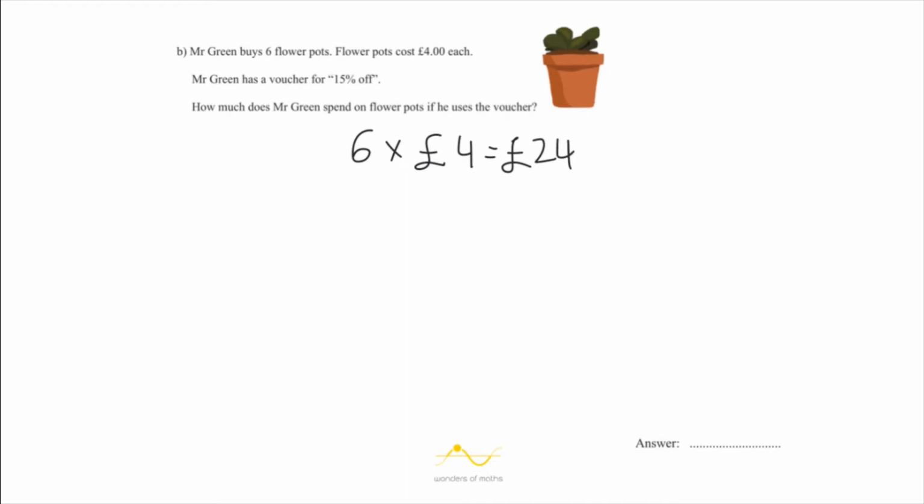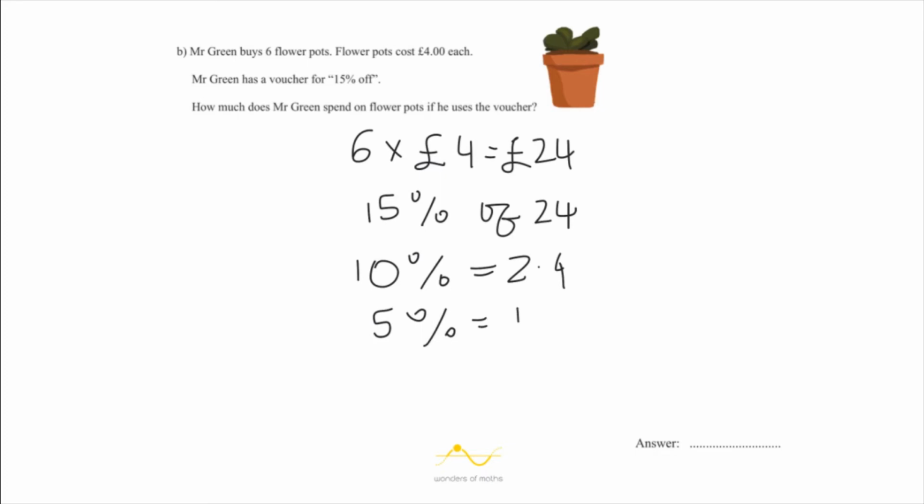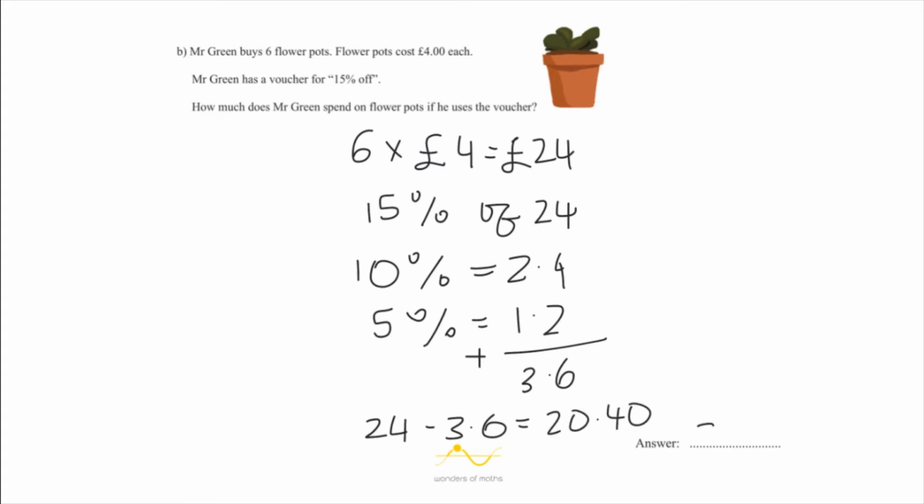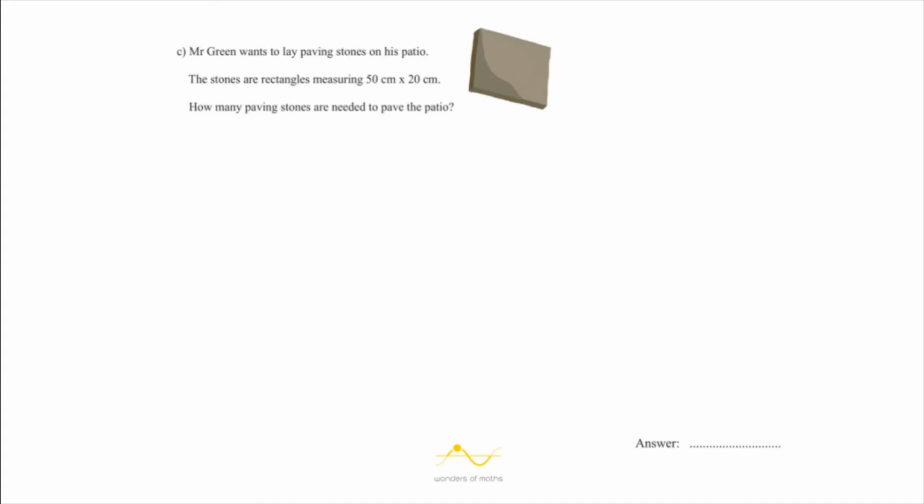Next, you find 15% of 24. To do this, you first find 10%, which is 2.4. Hence 5% being 1.2. To find 15%, you add the 2.4 and 1.2 together, giving you a total of 3.6. You then subtract 3.6 from 24, giving you a total of £20 and 40 pence. This is your final answer. Let's move on to the next question.